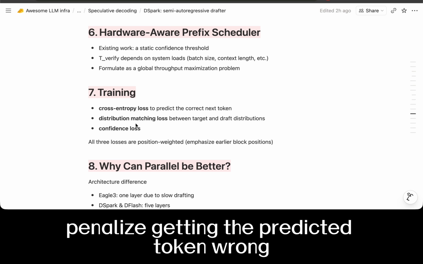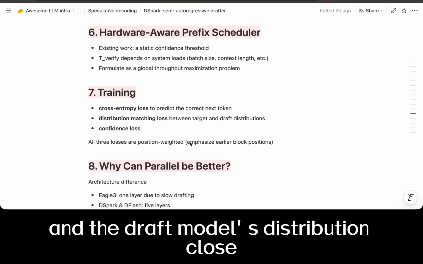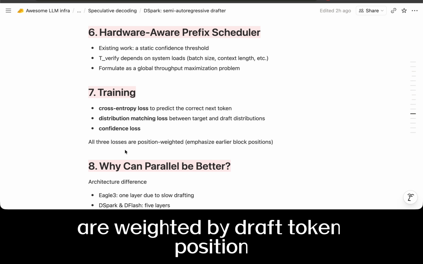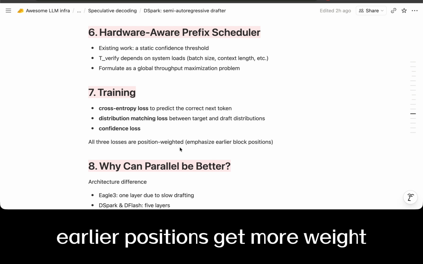The first one penalizes getting the predicted token wrong. The second one keeps the target model and the draft model's distribution close. And the third acts on the confidence score. Each of these 3 are weighted by draft token position. We will skip the details, but the guess is that earlier positions get more weight.